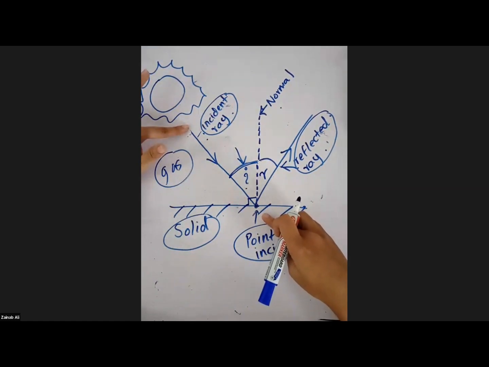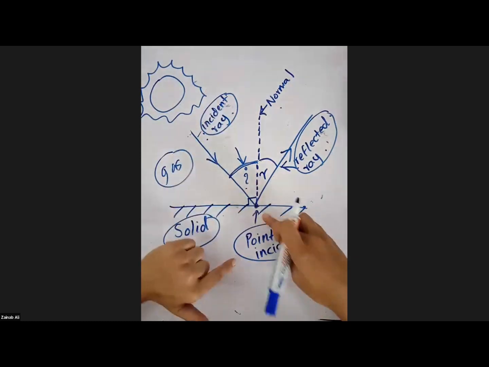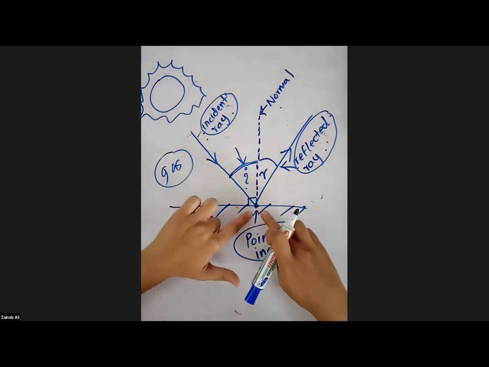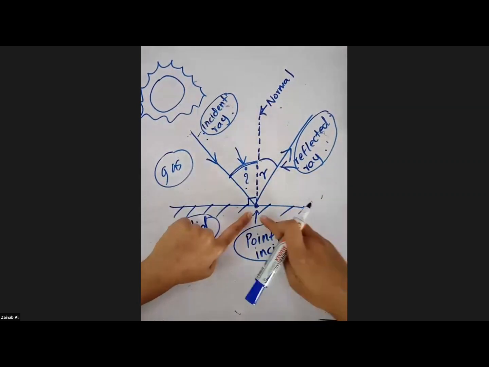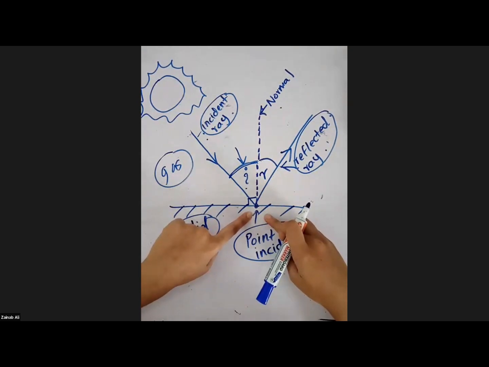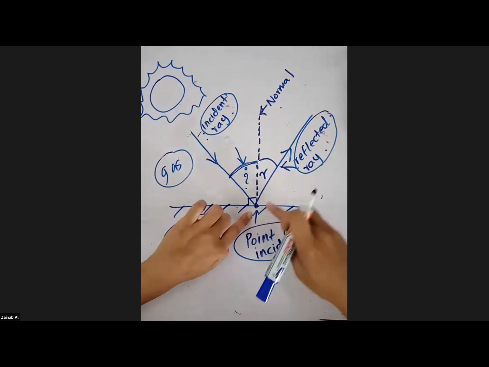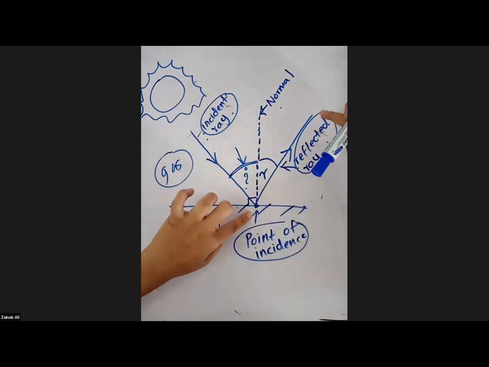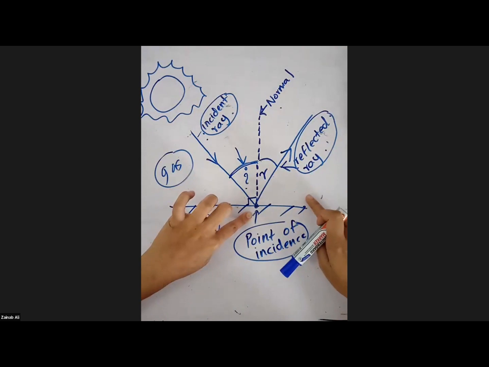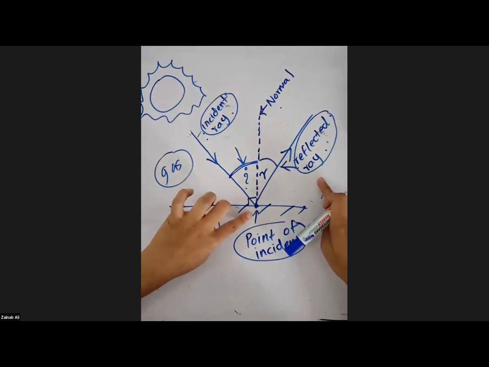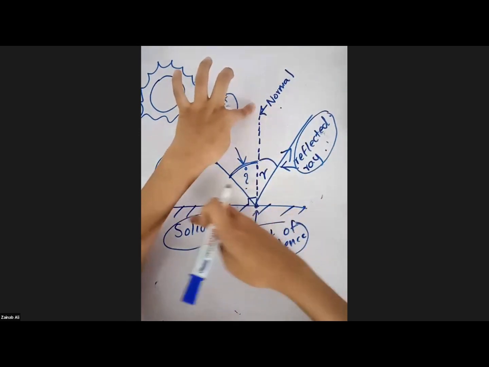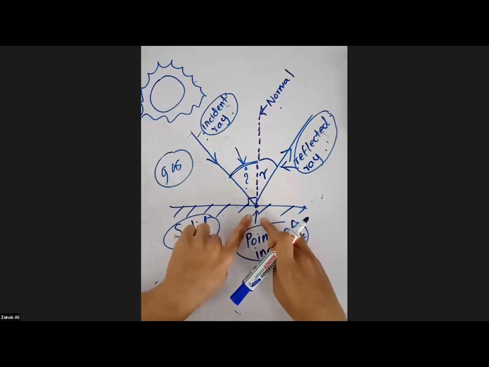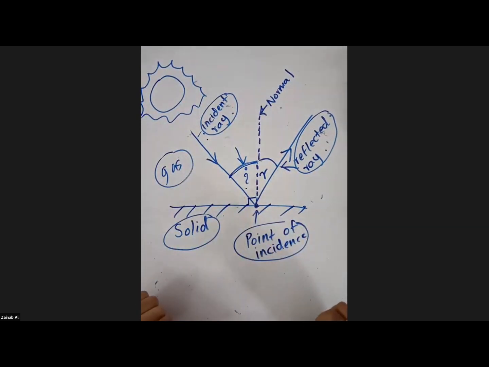Tell me what is the point of incidence. The point where the incident ray contacts the mirror, you call it the point of incidence. Now tell me what is known as the reflected ray. The ray that reflects away from the mirror, you call it the reflected ray. So what is the normal? The normal is the perpendicular line drawn to the mirror at the point of incidence.